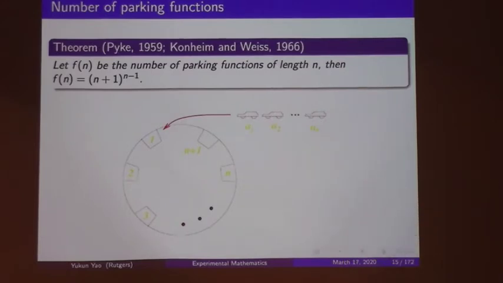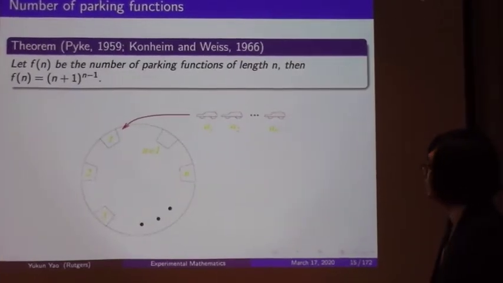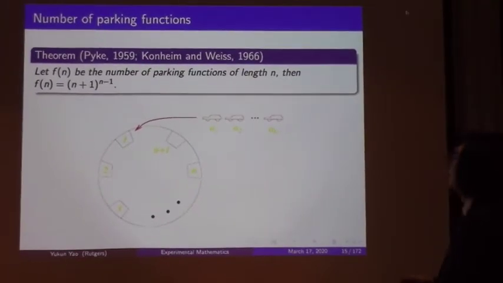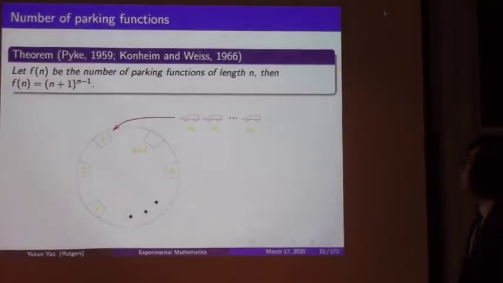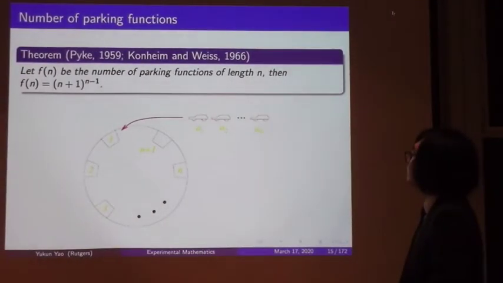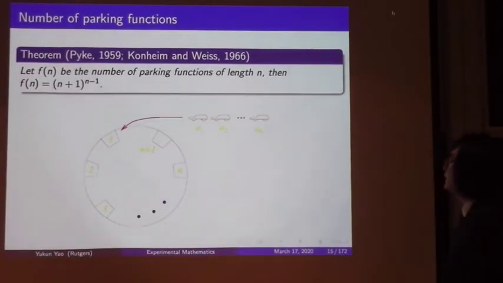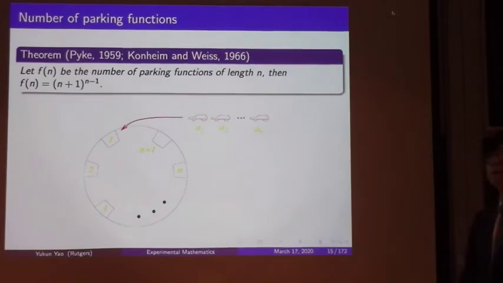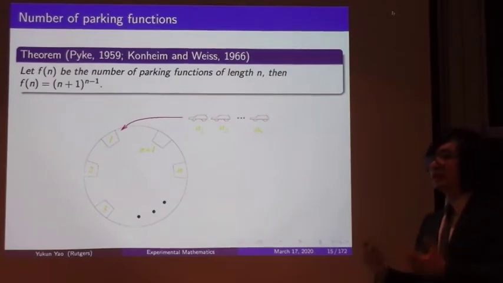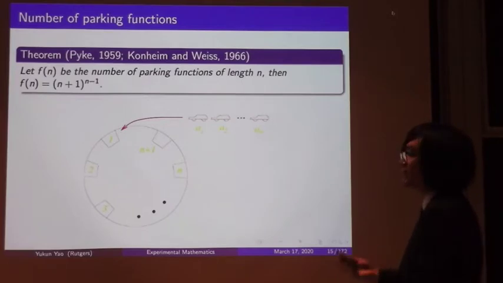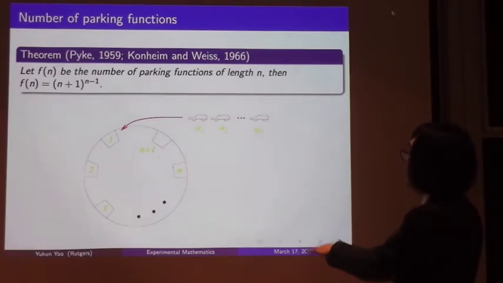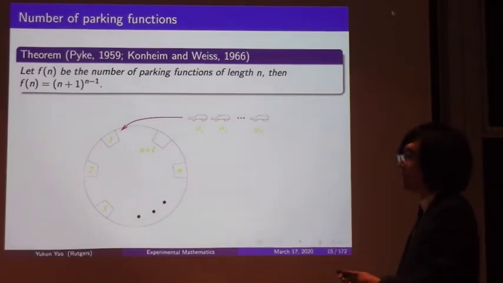Then n cars come to park. Now each car can choose any of the n+1 spaces as their favorite parking space. So in total we have (n+1)^n preference vectors. And in this case, we claim that if space n+1 is the empty space, then it's a parking function, because definitely all cars can park and there will be one empty space.